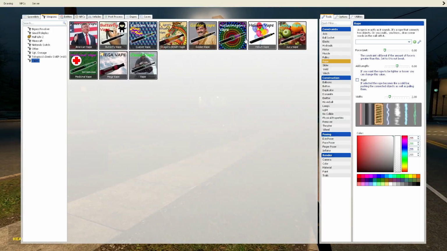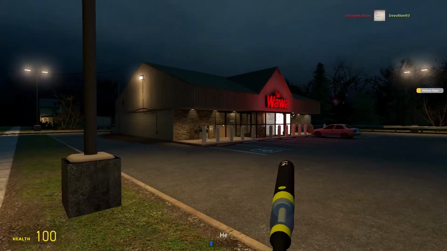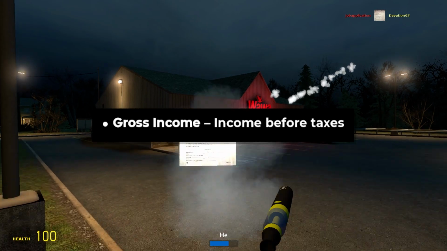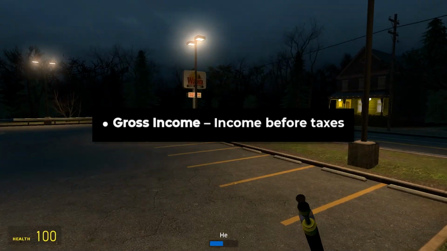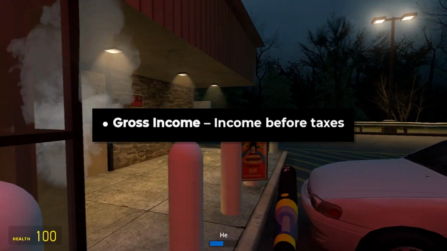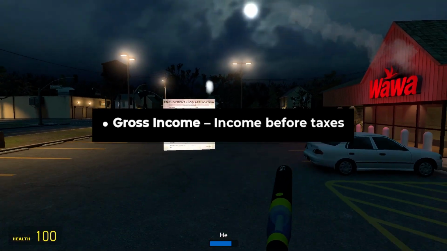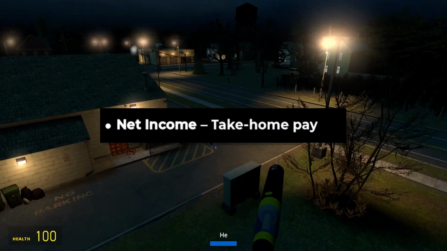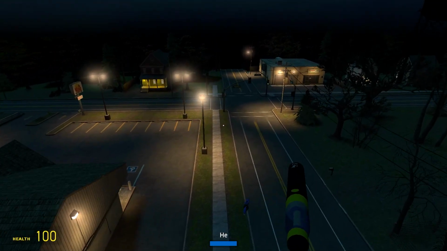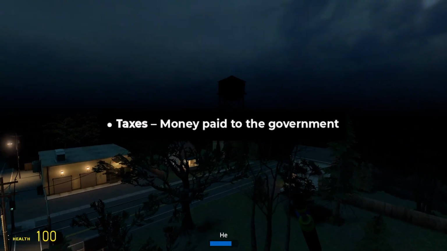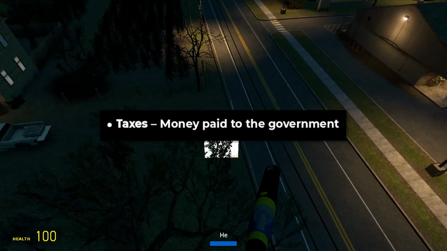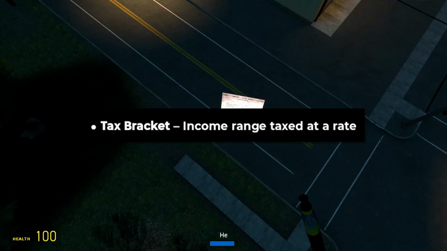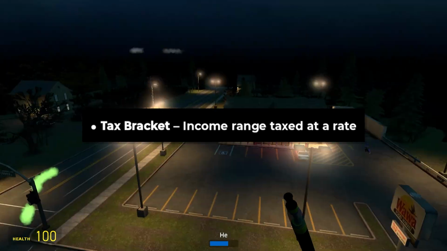interest. Okay, let's talk taxes. So there's gross income, which is your income before taxes. I don't know why they call it gross. Your income is gross if you haven't paid your taxes, man. I don't know. But gross income is income before taxes. Net income is your take-home pay. Everyone knows what taxes are. We all hate them. We all don't want to pay them. And yeah, taxes suck. Tax bracket is basically the income rate range taxed at a rate.